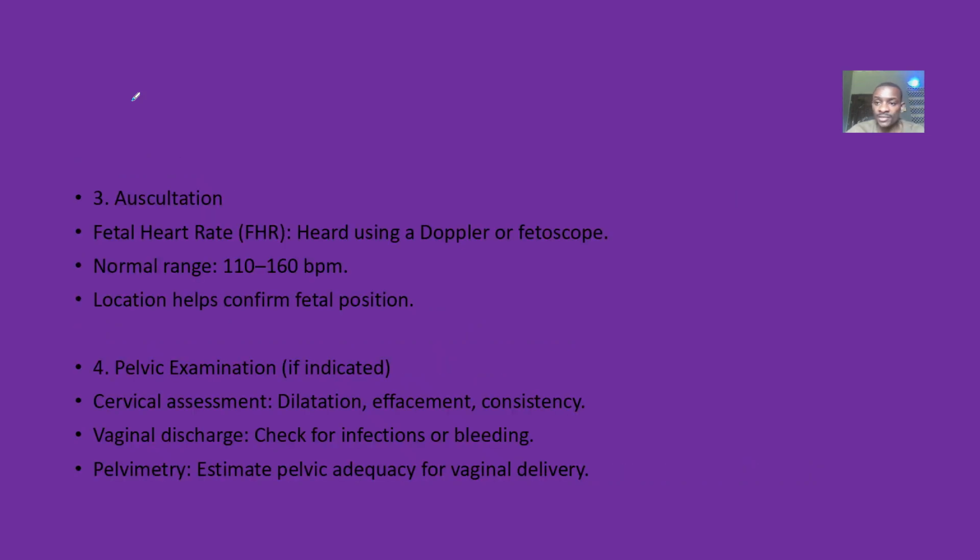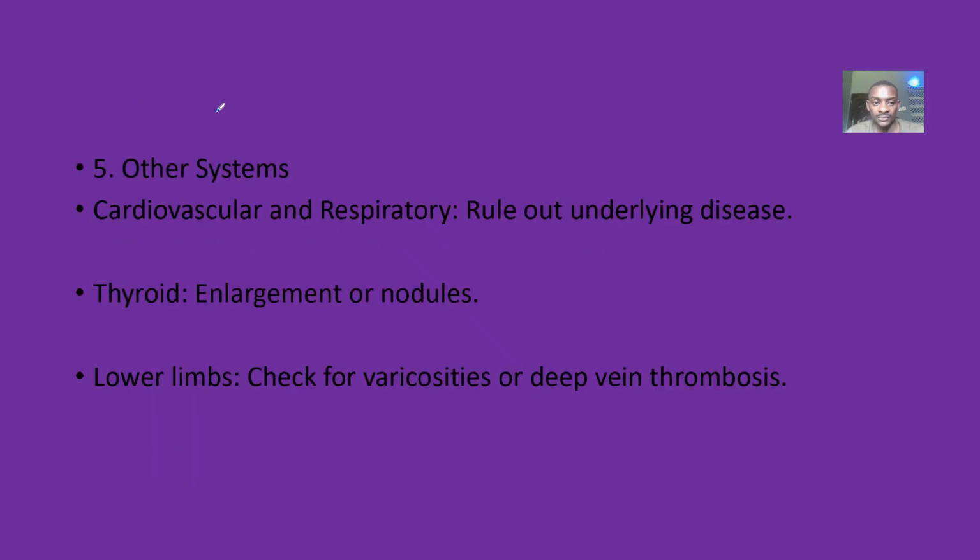Auscultation, you try to hear the baby's heart rate. The pelvic examination, where you are trying to assess the mother to see the dilation, the effacement, the consistency. Then you can now evaluate other systems. Lower limb to see if there's any edema, varicose veins, thyroid gland to see if there's any enlargement. You check the cardiovascular system of the mother and the respiratory system to see that she's breathing well and the heartbeat is normal.